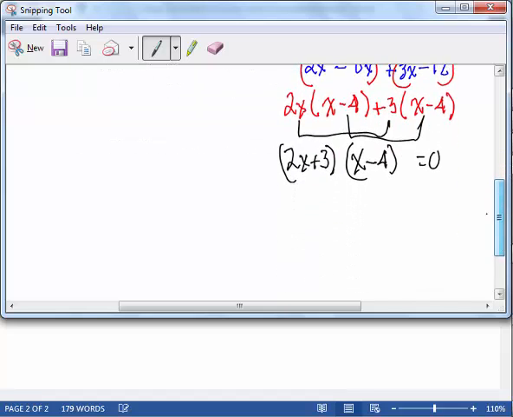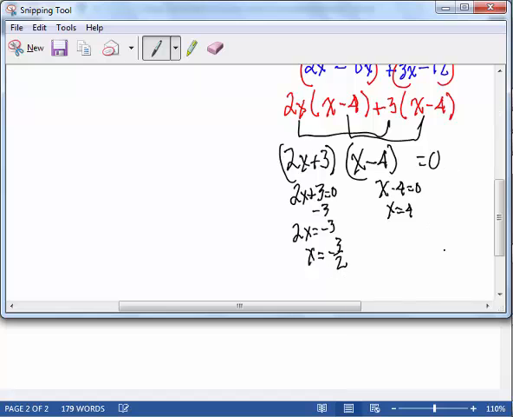Now we're supposed to solve that. So this is 0. 2x plus 3 is 0. Subtract 3 from both sides, you get 2x is negative 3. So x is negative 3 halves. X minus 4 is 0, means x is 4.